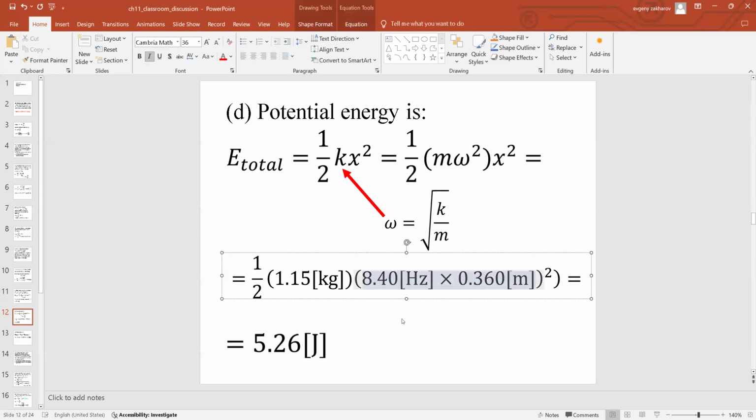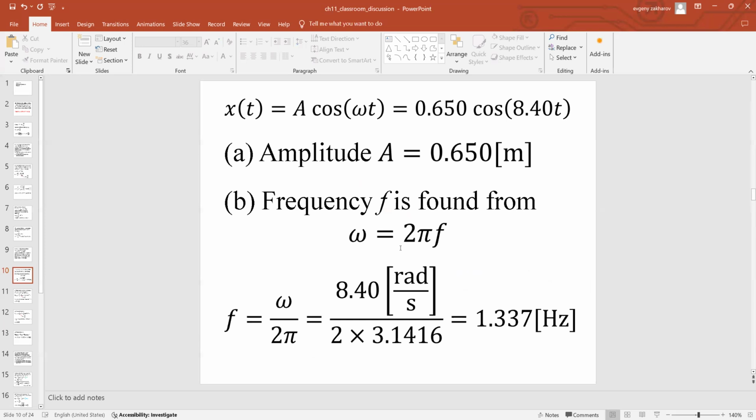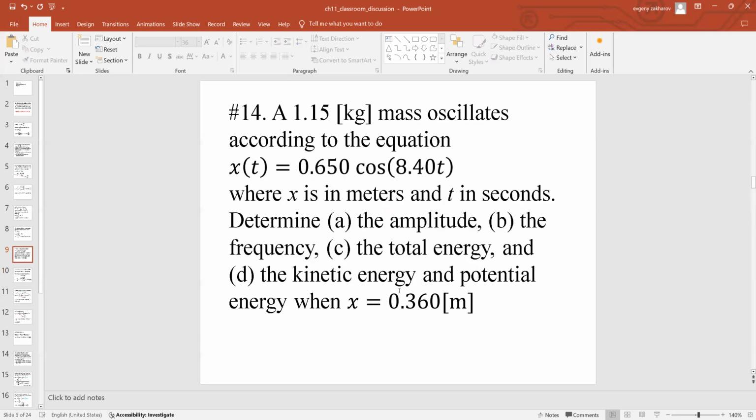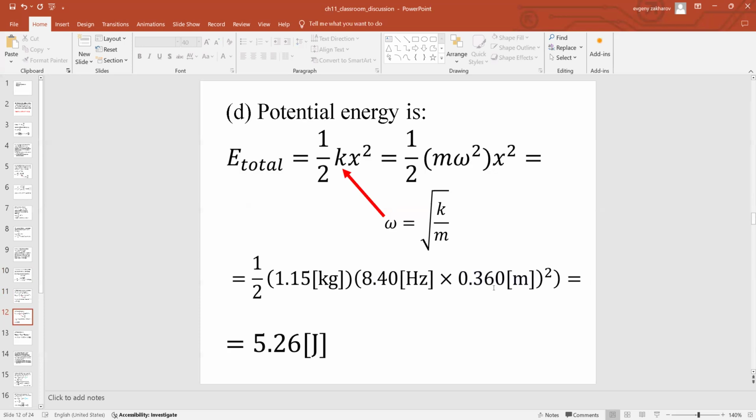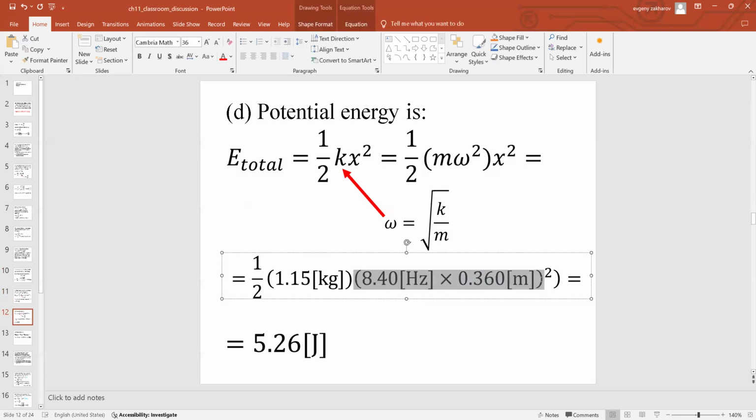Mass is given. Omega goes squared. Your 840 is squared. And X is given. Yeah, it says kinetic and potential at a certain stretch or compression. So 0.36, it's already in meters. So you just plug in X because it's given. Don't forget to square it.